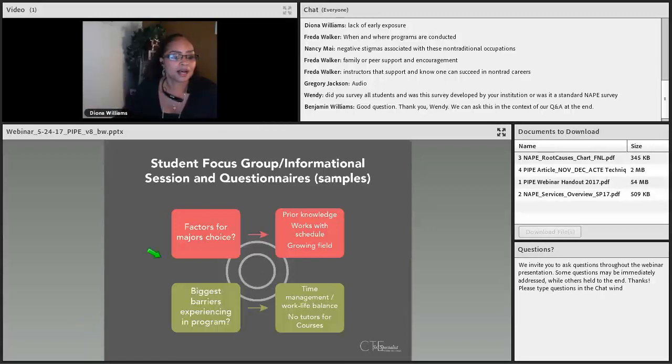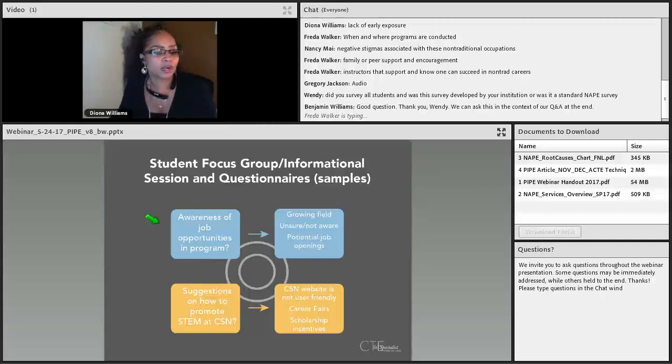Factors that allowed them to make their major selection: they said they had prior knowledge, or it worked with their schedule, or they identified this particular field as a growing field. Some of the biggest barriers they were currently experiencing in their program were time management and work-life balance, and many of them surprisingly said that there were no tutors for the courses they were taking. Some students said, I'm in CIT, these courses are really rigorous, and we need tutors that can specifically help us. That is one of the barriers, I think, that a lot of my classmates are not going on and persisting, or we're not being retained, because we don't have assistance. So that was very telling for us.